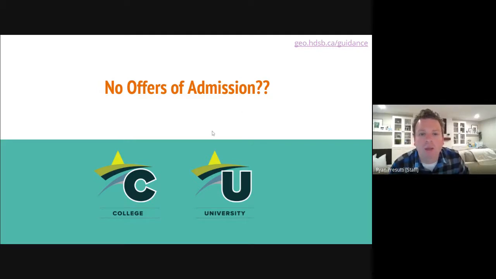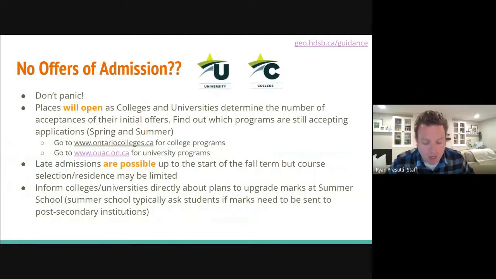So what does happen if, after applying to college or to university, your student does not get an offer of admission? Our first piece of advice would be not to panic, because places and spaces in programs will open up as those schools determine the number of acceptances that their applicants are actually making. In other words, some schools might send out offers, but then they get rejections from the students because those students chose a different school.